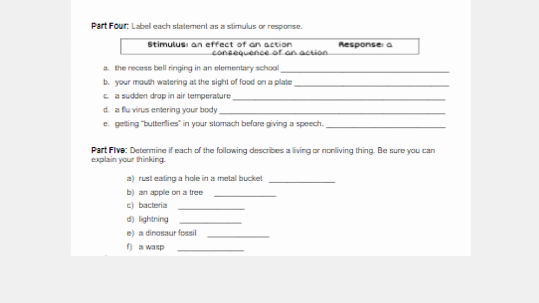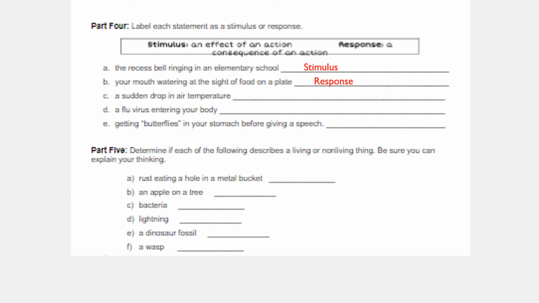All right, in part 4, you're supposed to label this as either a stimulus or a response. So the recess bell rings. That's a stimulus because after that happens, the kids run and scream. Your mouth watering at the sight of food. The stimulus was food, so your mouth watering is a response.